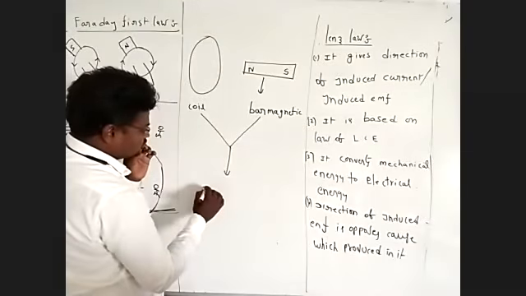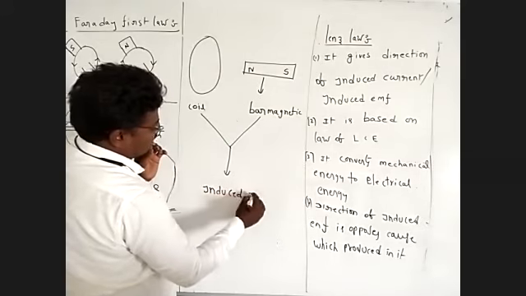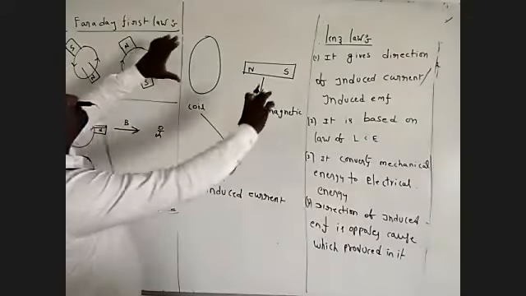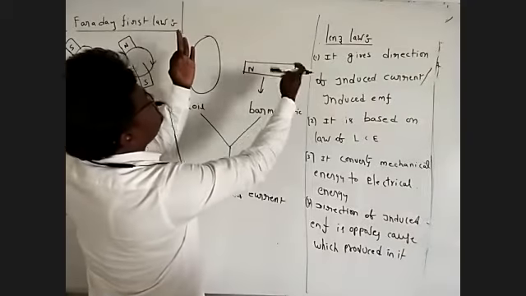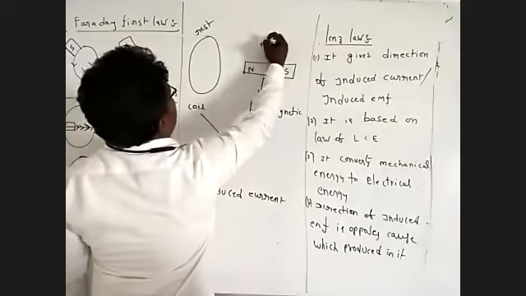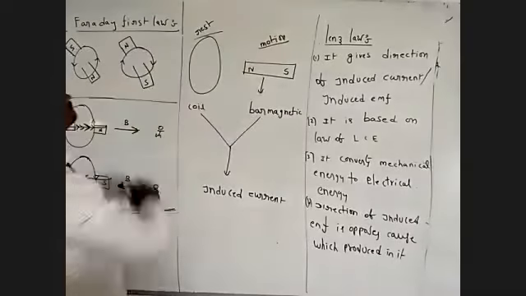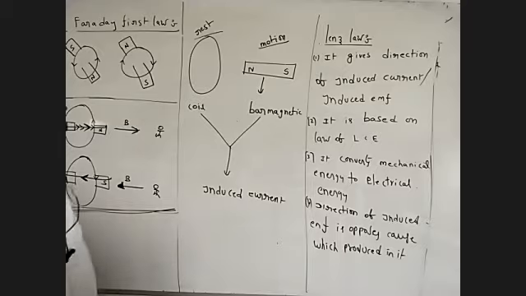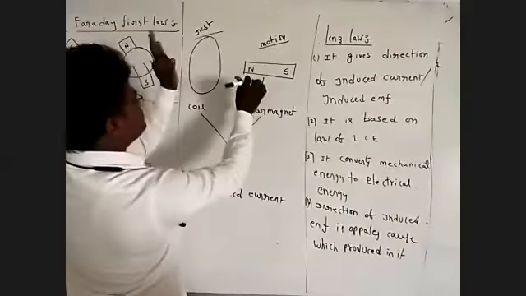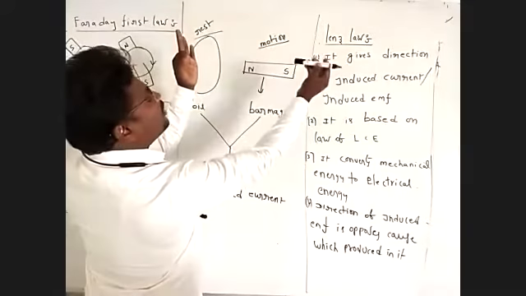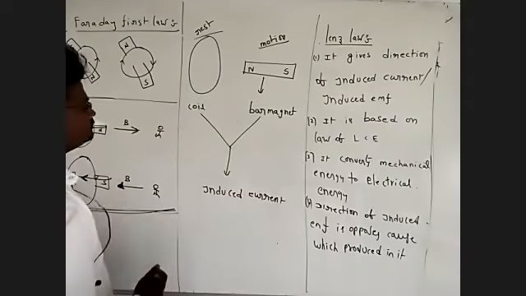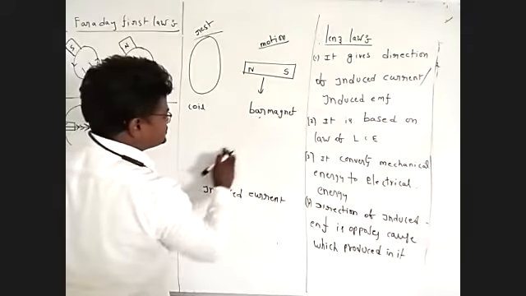finally, I want to induce current. Here, this is a bar magnet. This is a coil. The coil is at rest. The bar magnet is in motion. The bar magnet is moving towards the coil. What will happen in this situation?